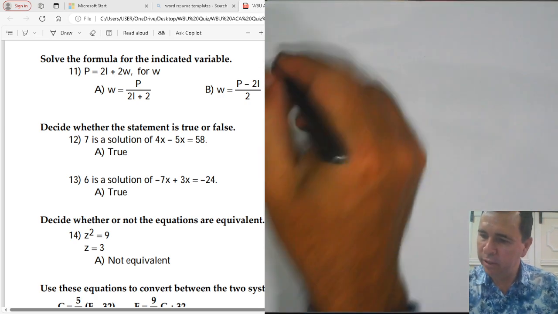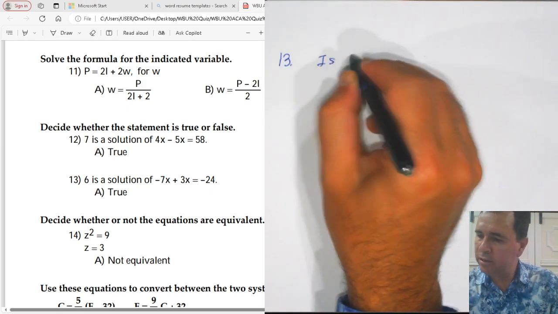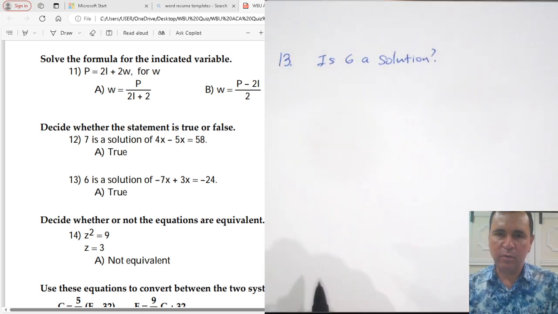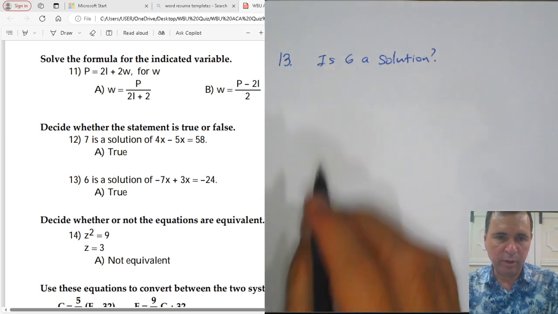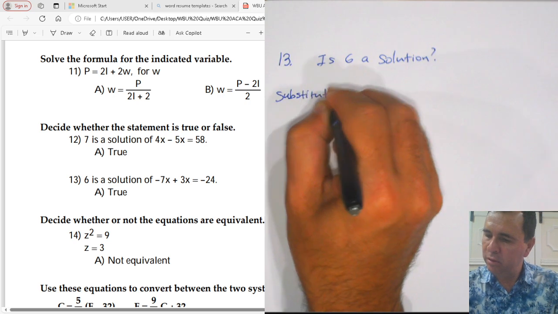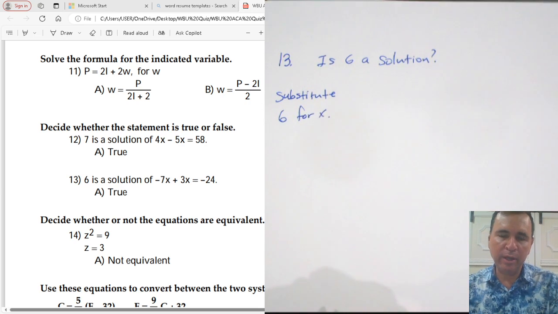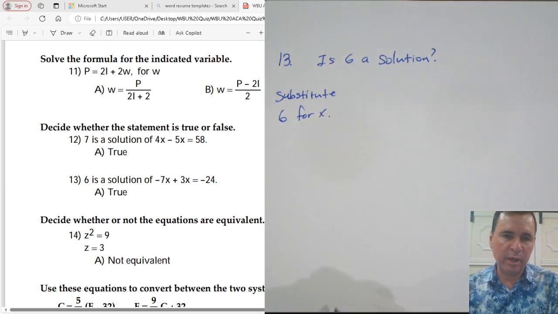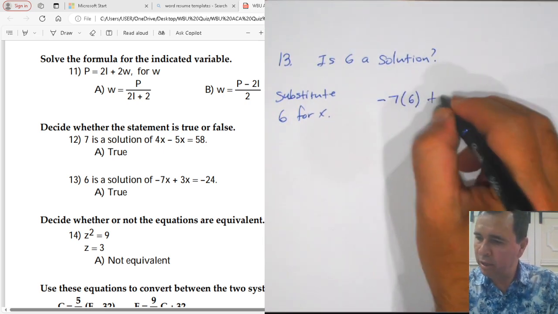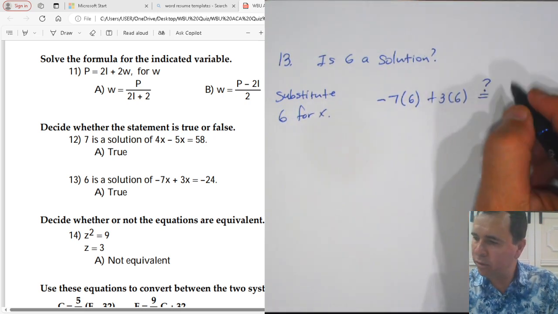Okay, so I'll do number 13. They're asking, is 6 a solution? That's the question. So how do we do it? We just substitute 6 for x. You're going to replace 6 wherever you see an x. So I have a 7, put a 6 in there, plus 3, plug in a 6 in there, and then you have to ask the question, is it equal to negative 24?